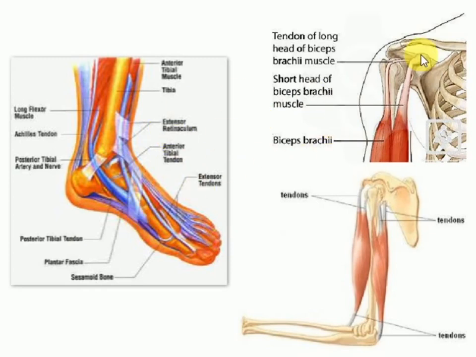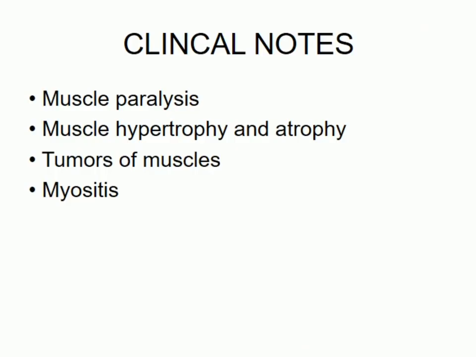For example, this is the coracoid process of the scapula, one among the origins of the short head of biceps brachii, as we shall see later in detail about the biceps brachii and other muscles of the upper limb and even of the lower limb. We have other tendons on the lower limb here in the leg and even in the arm, as we shall discuss later. Now let's talk about the clinical application.